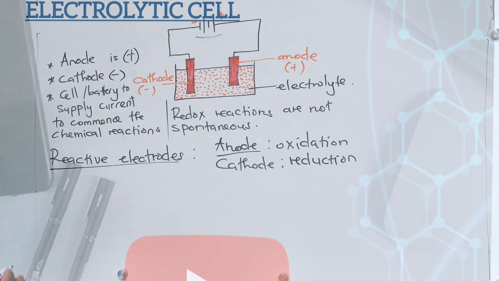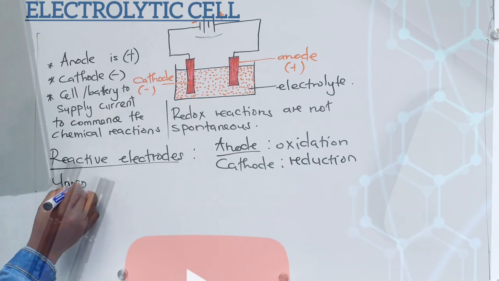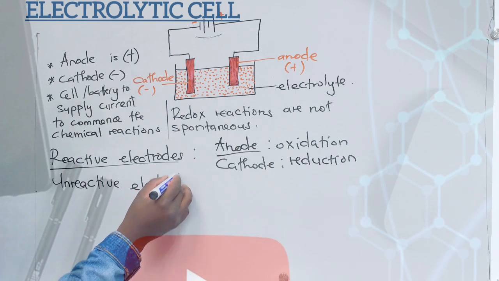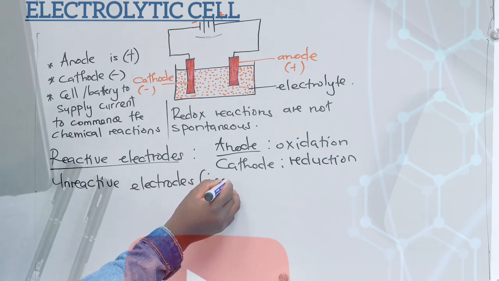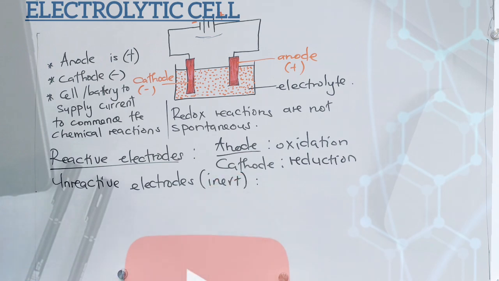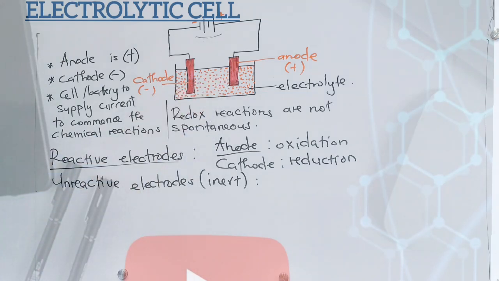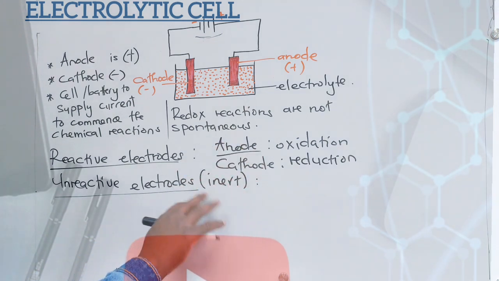Then there might be the use of unreactive electrodes. These can be called inert electrodes, meaning they are not reactive. They don't take part in the chemical reaction that will be happening in the electrolyte. The same processes will be taking place at both electrodes, but with unreactive electrodes, we find they are not taking part in the chemical reaction.